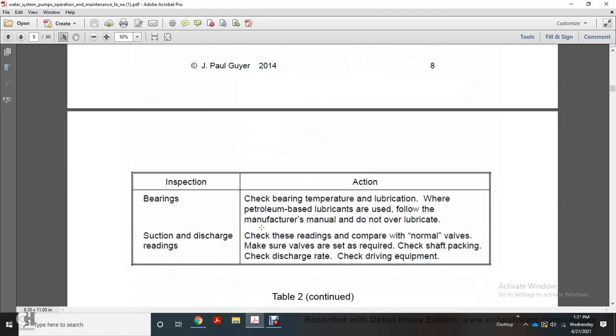Bearings. Check the bearing temperature and lubrication, whether petroleum-based lubricants are used. Follow the manufacturer's manual. Do not over lubricate.